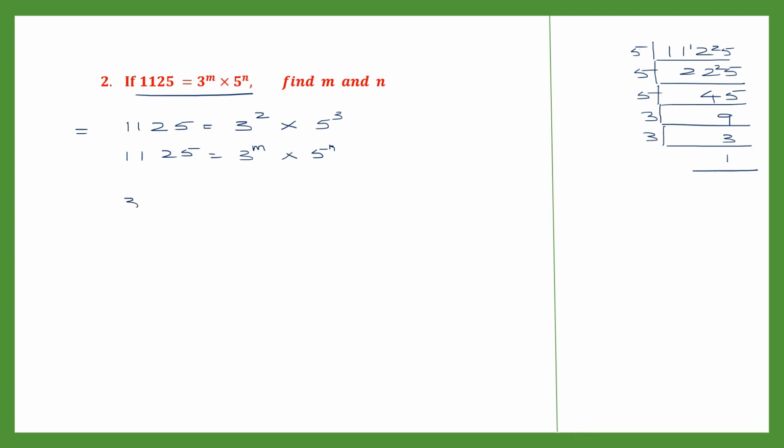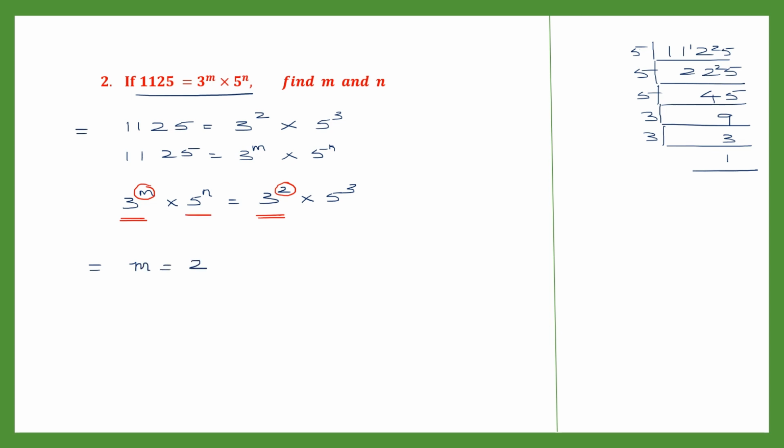3 raised to the power of m into 5 raised to the power of n is equal to 3 raised to the power of 2 into 5 raised to the power of 3. So here, since you have the equal to sign, what we are trying to say is 3 to the power of m is equal to 3 to the power of 2. That means we have found the value of m. So here it is m, 3, and the base is also the same. 3 is the base and the power is 2 here. That means we have found the value of m. m is equal to 2.